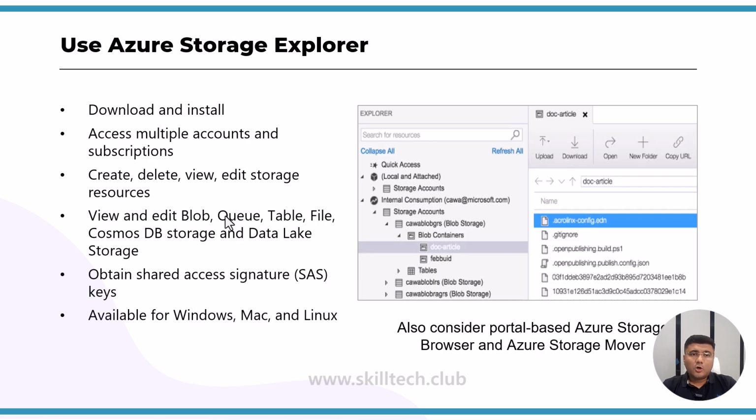Next, we have a tool called Azure Storage Explorer. This is basically an installable exe which you can download and install on your computer. When you do that, it is one single application which helps you access multiple storage accounts and subscriptions under one umbrella. You can create, delete, view, edit storage resources, and you can also view and edit blobs, queues, tables, files, Cosmos DB storage, and even data lake storage configurations with this. You can obtain shared access signatures from the storage account keys, and this tool is available in Windows, Mac, and Linux operating systems.